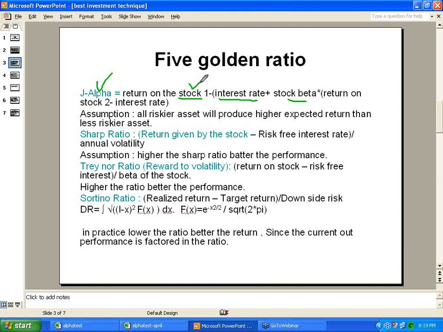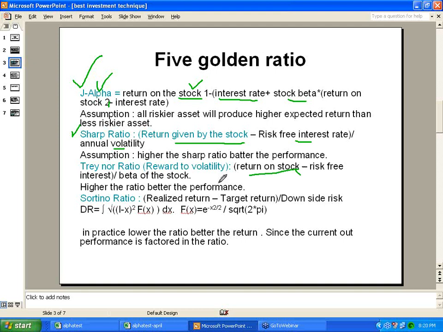Similarly, for stock 2, since you have taken 2 stocks, you will take the return on stock 2 minus the interest rate, plus stock beta into the return on stock 1 minus the interest rate. So this is the formula for Jensen's alpha. Sharpe ratio is the return given by any one stock, stock 1 or 2, minus the risk-free interest rate, divided by the annual volatility of the stock. Treynor ratio, the reward to volatility ratio, is the return on the stock minus the risk-free interest rate, divided by the beta of the stock.